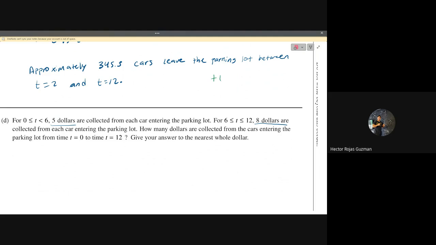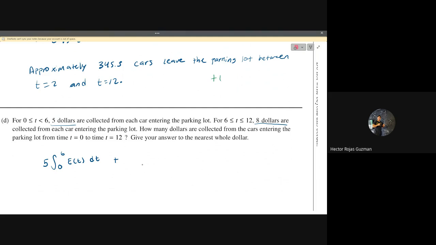since the fee is different for different time intervals, we're going to have to set up 2 integrals. We can't just take one integral and multiply it by 5 or 8 or 13. You want to take the integral from 0 to 6 of e of t dt, because that's going to tell you how many cars enter the parking lot from 0 to 6. And remember, you're going to be charging $5 per car, so you can already multiply it by 5 as your setup.